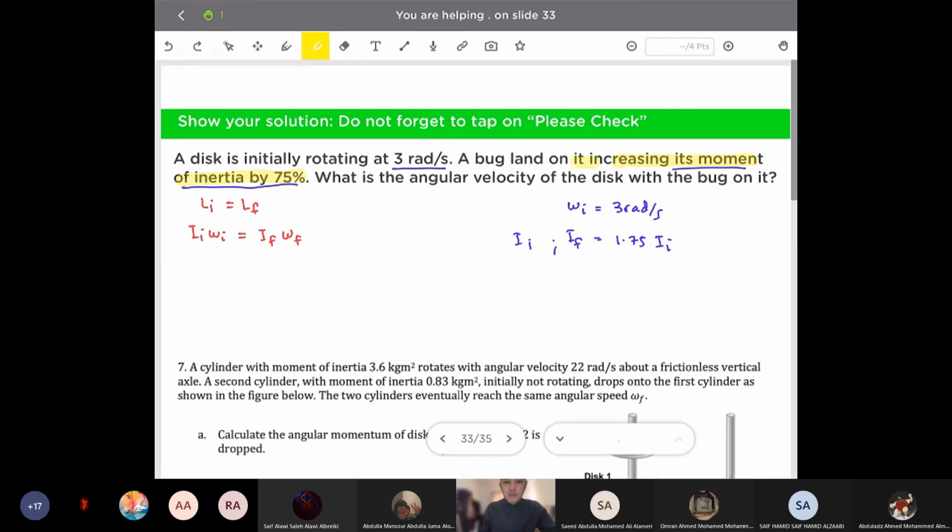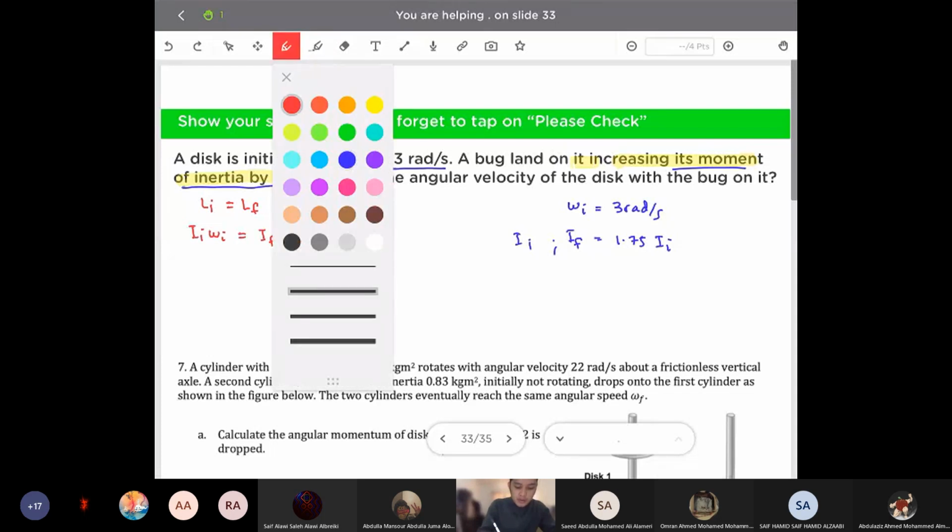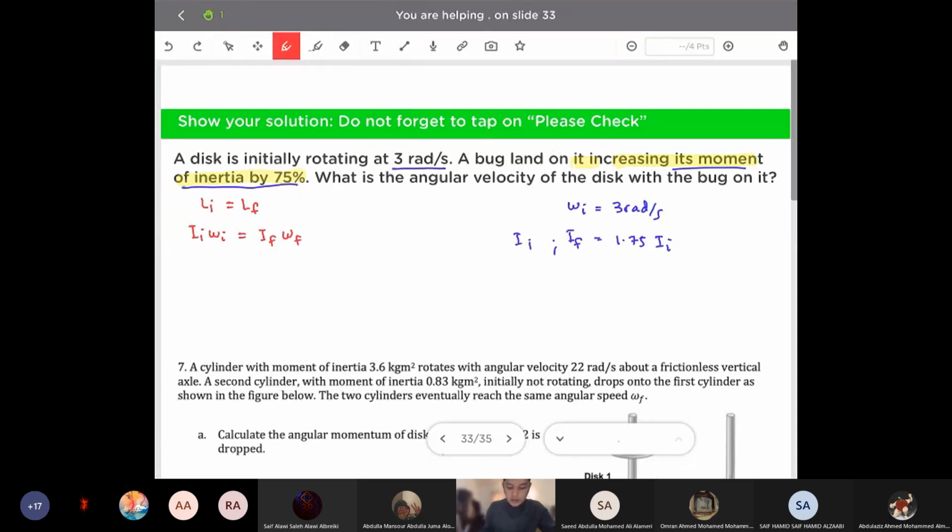All right, so now we substitute our values as we solve for the final angular velocity. The initial moment of inertia is I, and our initial angular velocity is 3, is equal to the final moment of inertia. It increased by 75%, so that's going to be 1.75 of the initial moment of inertia multiplied by the final angular velocity.